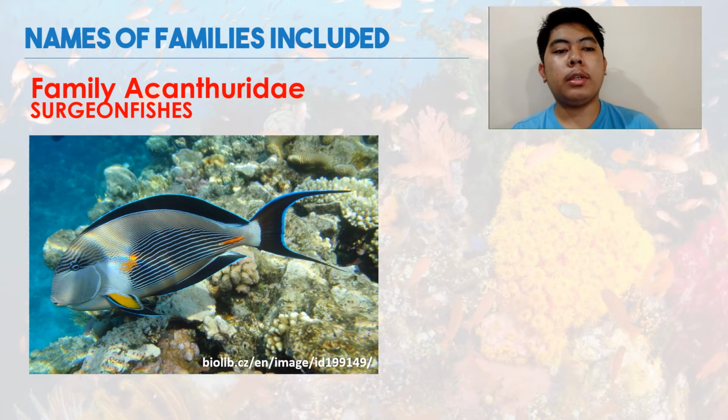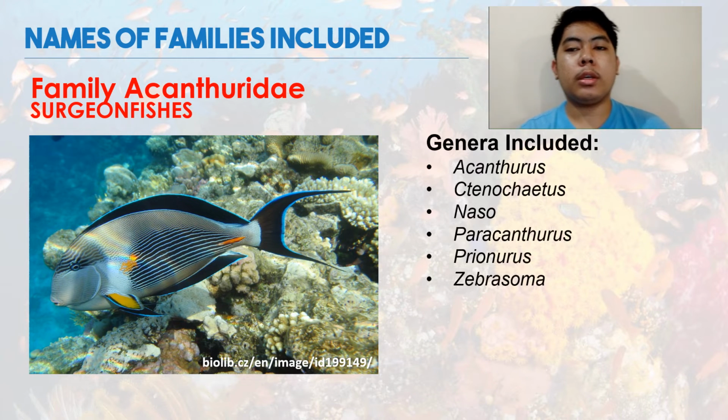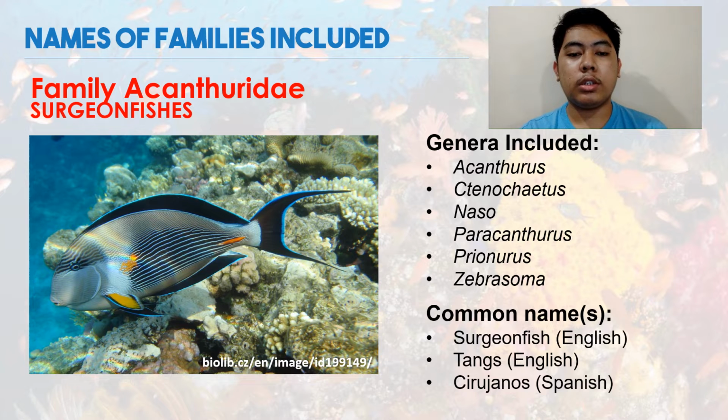The first family is family Acanthuridae of the surgeonfishes. The genera included in this family are Acanthurus, Ctenochaetus, Naso, Paracanthurus, Prionurus, and Zebrasoma. The common names of family Acanthuridae are surgeonfish and tang in English, and cirujanos in Spanish.